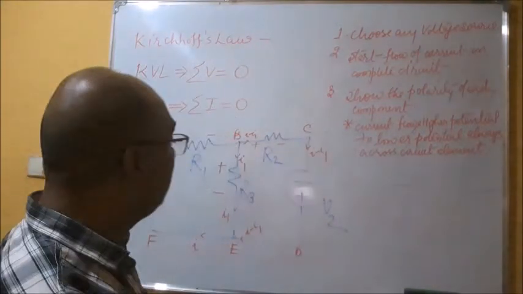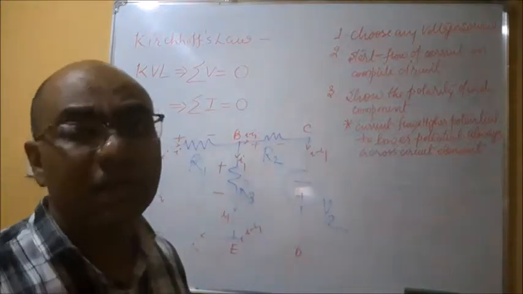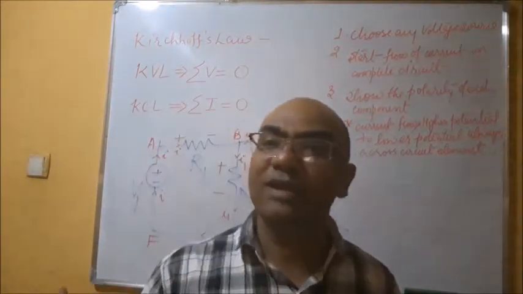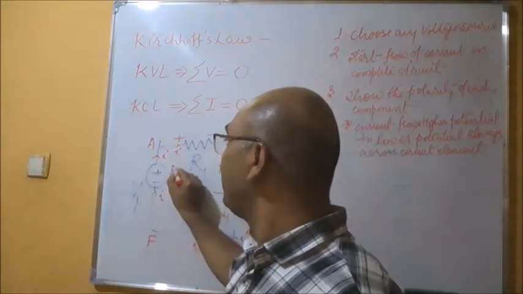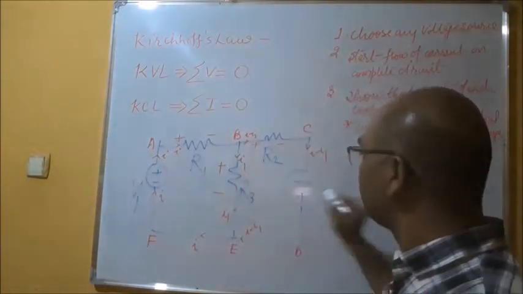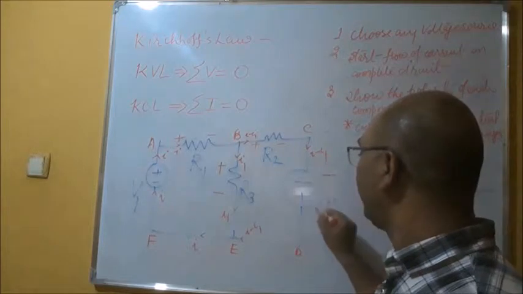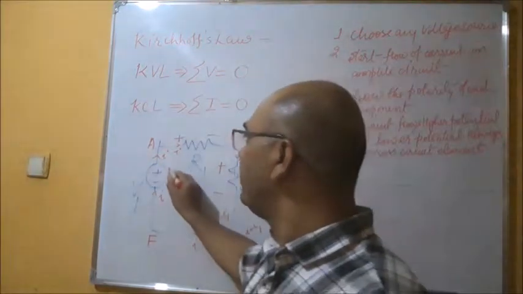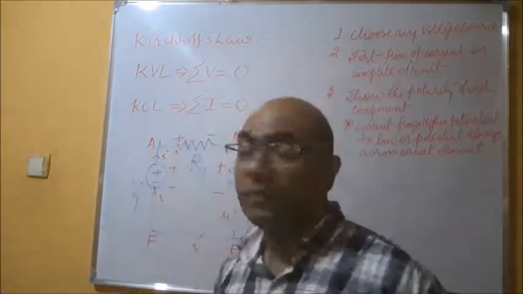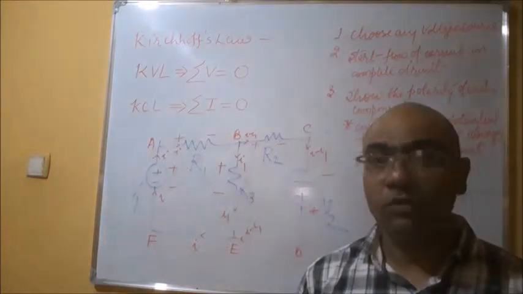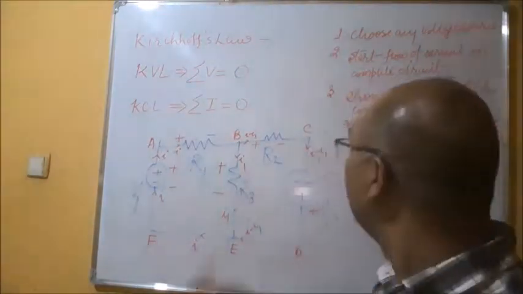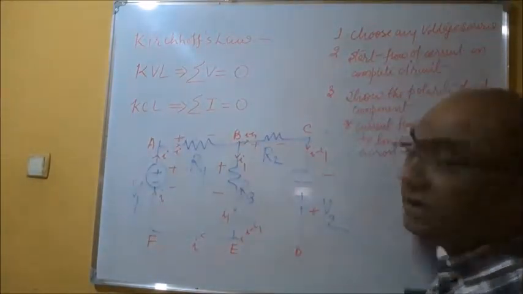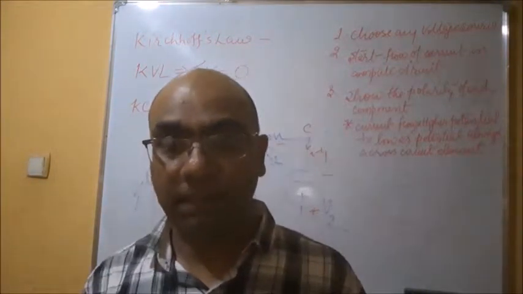And after this, you see that we have two voltage sources. Naturally the voltage source polarity is given here: this is positive, this is negative, and this is negative, this is positive. If you want, you can write it again; otherwise, no need to write again. So the third point is over. What is the third point? Show the polarity of each component.